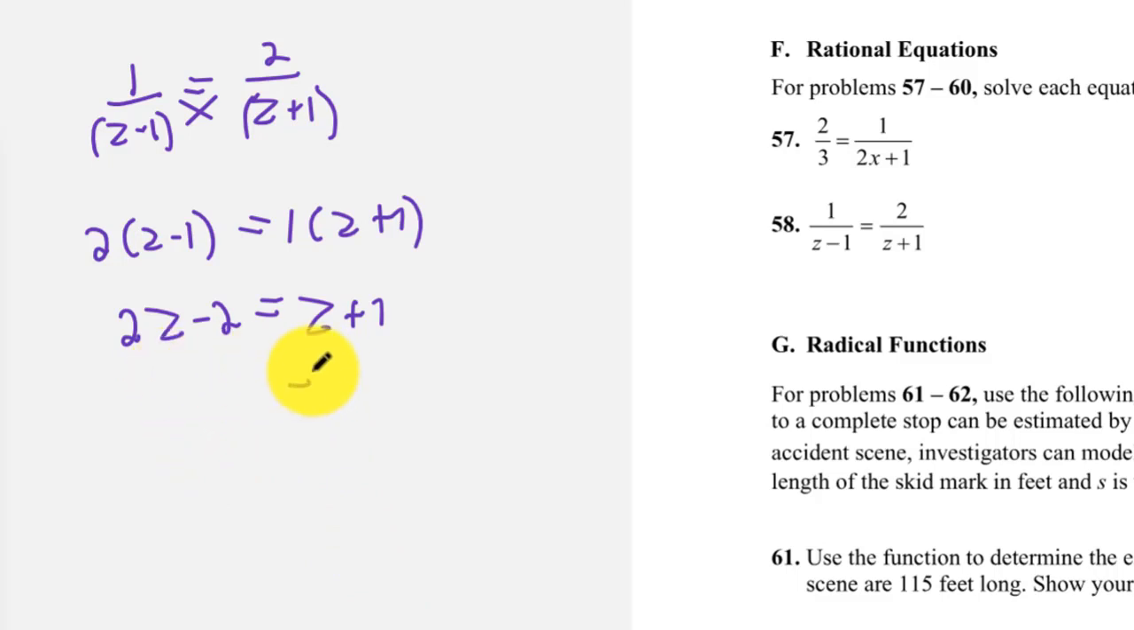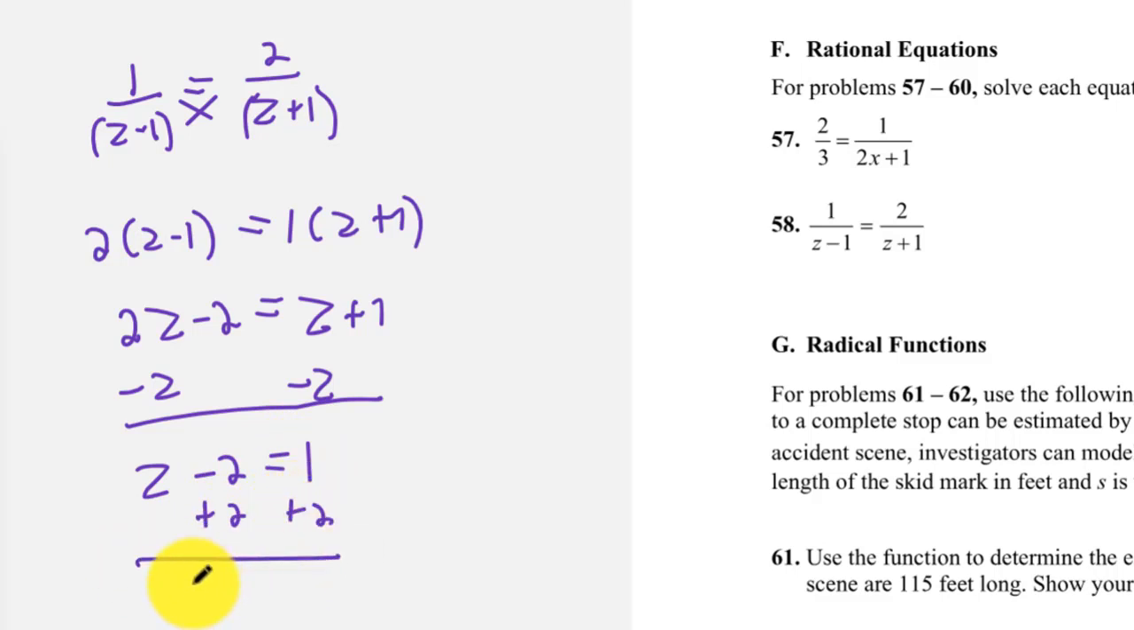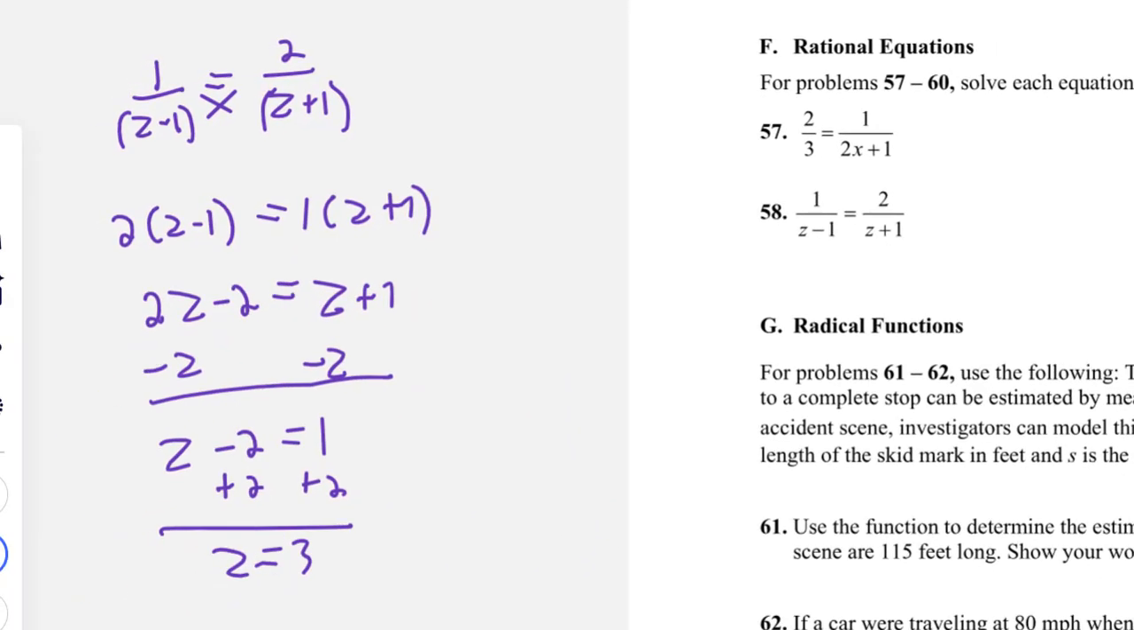If I subtract z from both sides, on the left side I'm left with z minus 2 equals 1, and then I add 2 to both sides to get z equals 3. Sorry that my z's and my 2's look the same. Let's do one more of these.